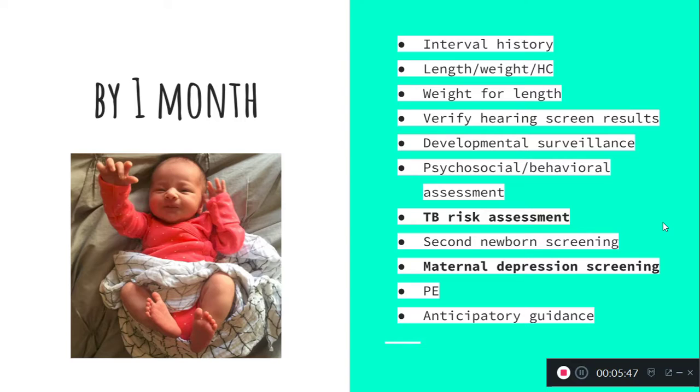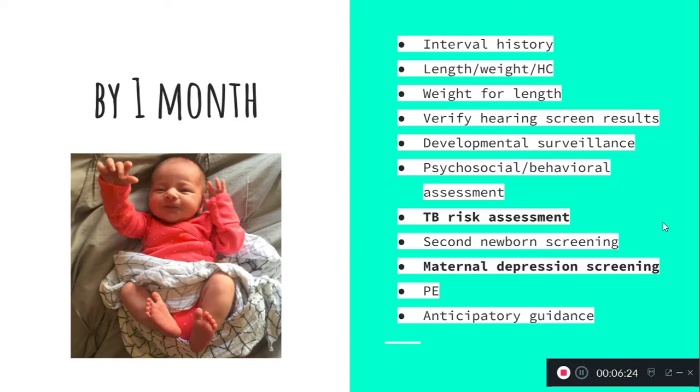Obviously, we don't see a lot of TB, but it is recommended to do a risk assessment for it. One of the risk factors would be any symptoms or exposure to a family member with symptoms, including prolonged cough, coughing up blood, fever, night sweats, weight loss, or excessive fatigue. Birth or travel or residence in a country with elevated TB rate. So that would be all countries besides United States, Canada, Australia, New Zealand, and then Western and Northern Europe.